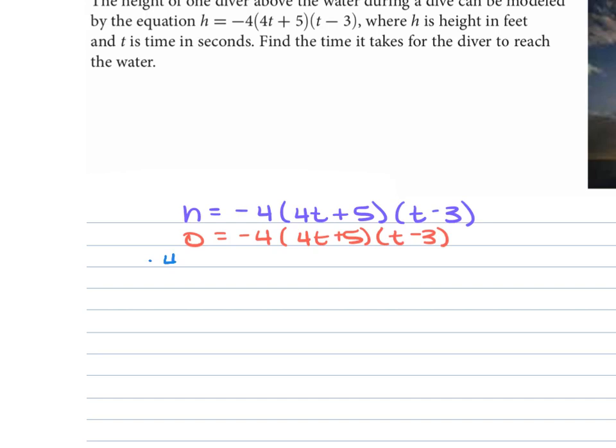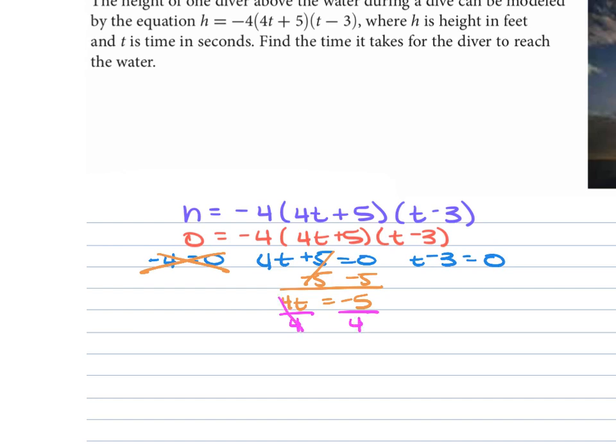From here, we're going to have negative 4 is equal to 0, the 4t plus 5 is equal to 0, and t minus 3 is equal to 0. The negative 4 is equal to 0 isn't a true statement, so we'll cross that out. We won't work with it. For the 4t plus 5 is equal to 0, we're going to subtract the 5 from each side. We get 4t is equal to negative 5. Then we divide each side by the 4. So t is equal to negative 5 over 4. This one we're not going to work with because your time is never negative. So we're going to solve the other.